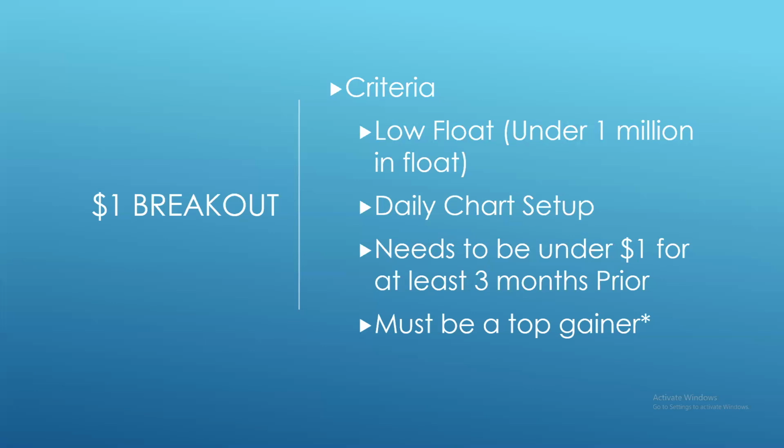Now, again, if you say to yourself, oh, the stock's breaking $1 on the 1 minute, the 2 minute, the 3 minute, no, this has to be on the daily chart setup. Now, why is it, guys? Because it needs to be under $1 for at least 3 months. Now, let's think about that. Why, for a big breakout, does a stock need to be under $1 for at least 3 months?